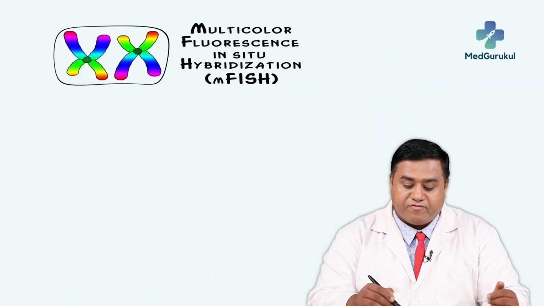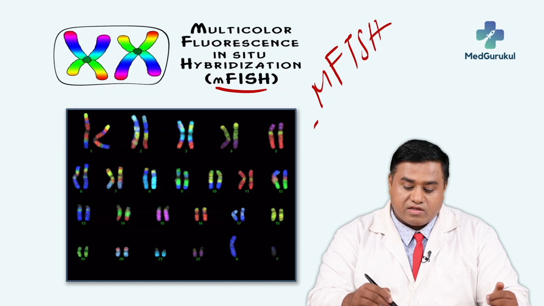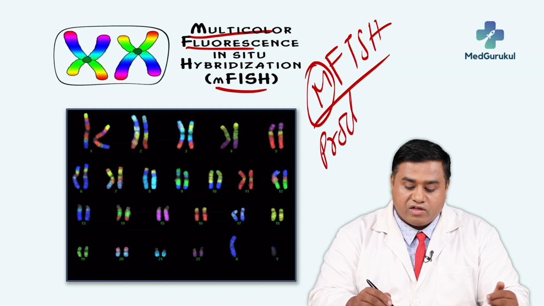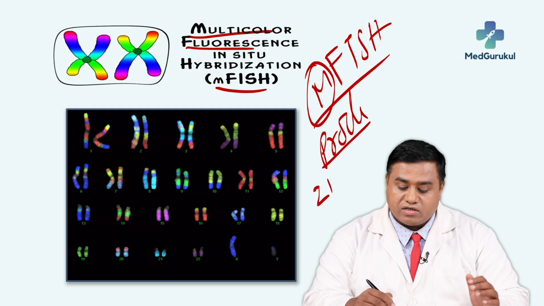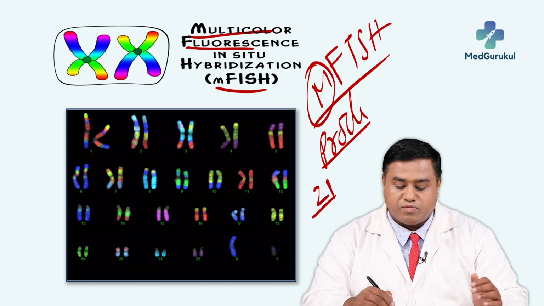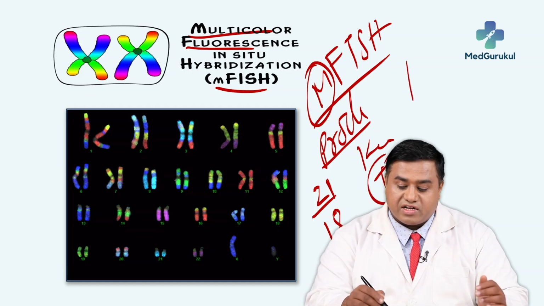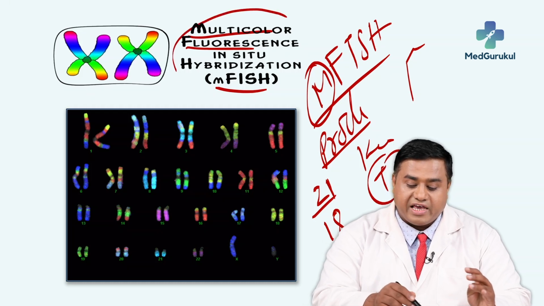There is something called MFISH, where we can probe for multiple diseases in a single go by using a multicolor fluorescence probe. So, if you want to diagnose all disorders of known chromosomes, like chromosome 21 anomaly, 18 chromosome anomaly, 13 or Klinefelters or Turners, use probes with different fluorescent colors and it will give a picture like this, and this technique is called MFISH.